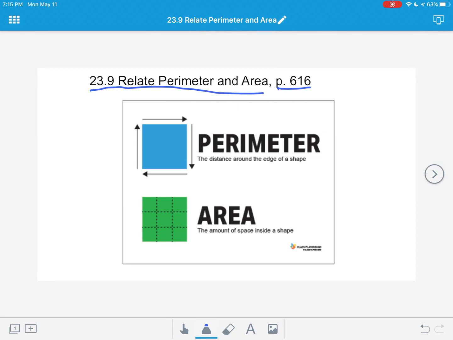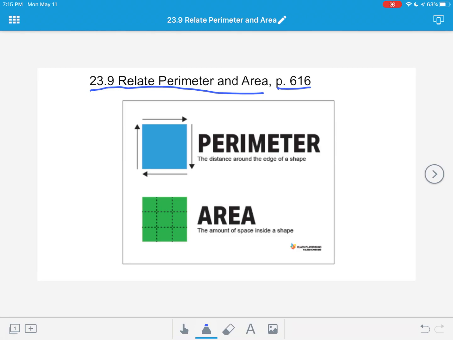For this lesson, we're going to be relating perimeter and area and discovering more about how these two different math concepts work together, how they are different, and how they are related. Before we begin on the new part of our lesson, let's review these definitions for perimeter and area.